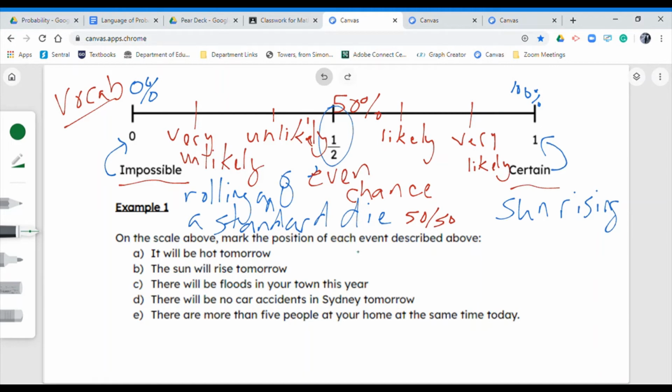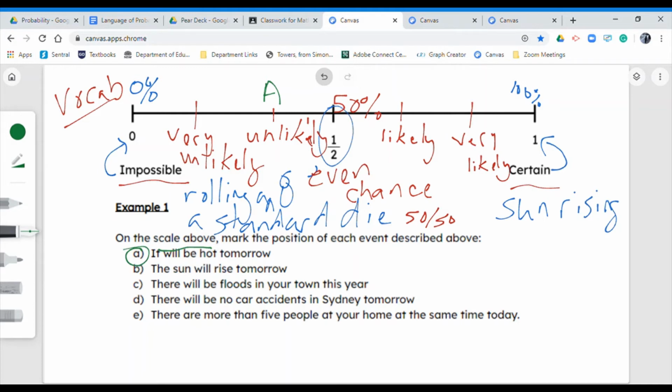So in our example, we're going to use the scale that we've created above, and we are going to mark the position of each event described above. So, A, it will be hot tomorrow. Well, seeing as we're in Orange, and it's considered to be the late fall or autumn, early winter, I would say it's probably unlikely it's going to be hot tomorrow. I haven't looked at the weather, but we'll just go with A right here. So I'd say the chances of it being hot tomorrow are pretty unlikely.